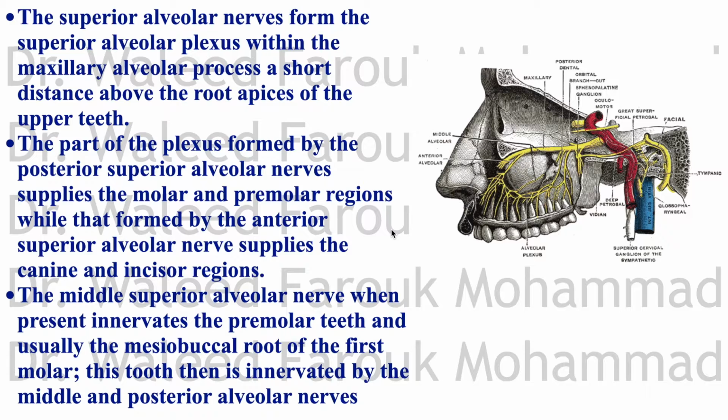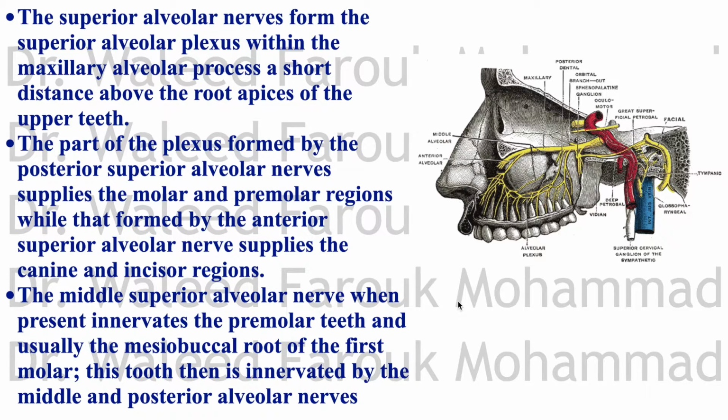The superior alveolar nerves form the superior alveolar plexus, as evident here in this plate, within the maxillary alveolar processes, a short distance above the root apices of the upper teeth. The part of the plexus that's formed by the posterior superior alveolar nerve supplies the molar and premolar region, while that formed by the anterior superior alveolar nerve supplies the canine and incisor region.